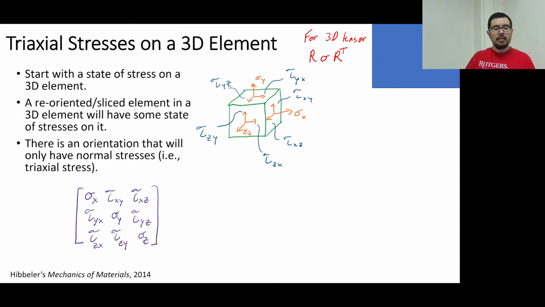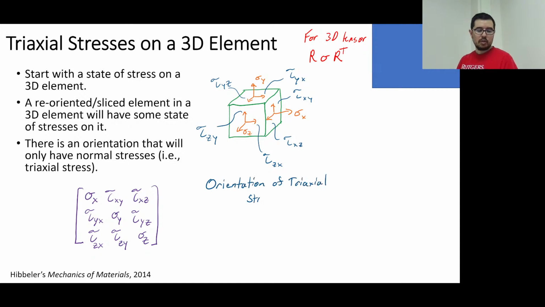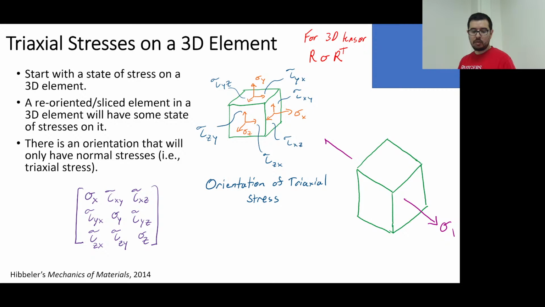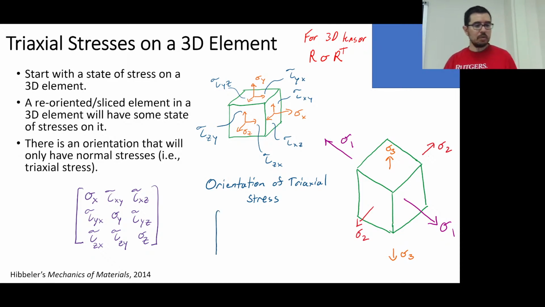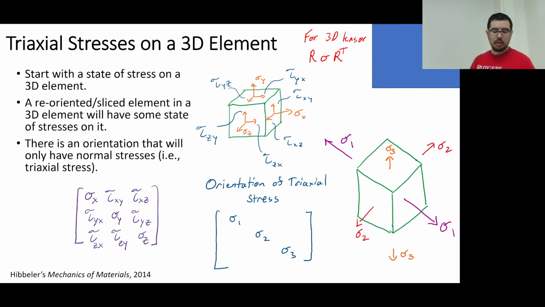Okay? But anyway, we can find an orientation that will only have normal stresses, and this is the state of triaxial stress. Okay? So what are we ending up looking for? We are looking for an element that looks like the one that we showed on the previous slide, where you have sigma 1, that's typically the largest one, sigma 2 typically the next largest, and sigma 3 typically the smallest. And what would the tensor look like? Well, the tensor would look like this. 0 shear stresses. Okay, just sigma 1, sigma 2, and sigma 3.